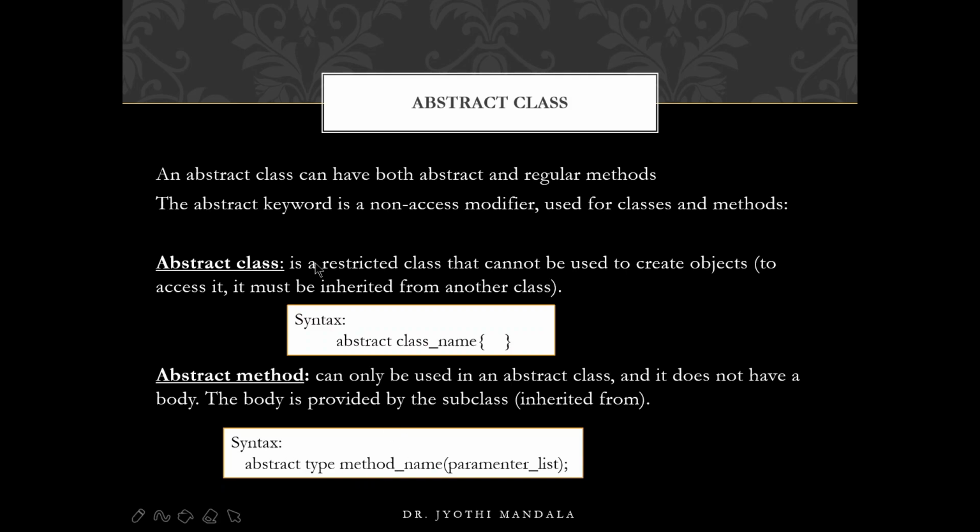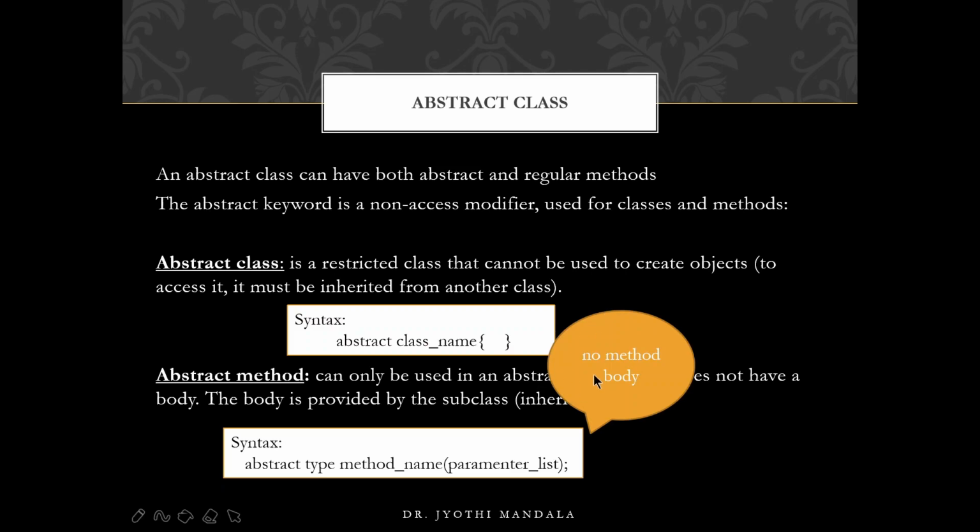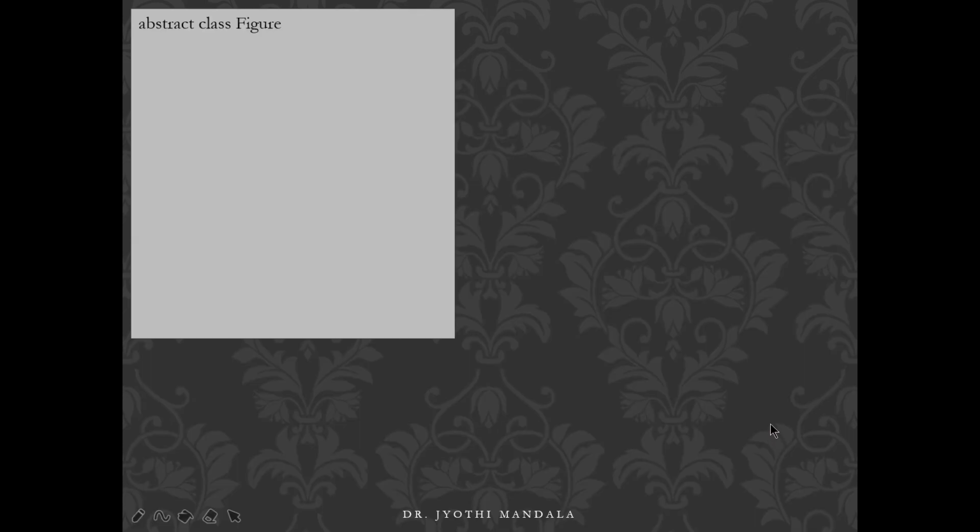Got it? So you need to understand abstract class and abstract method. We can have abstract classes with only normal methods, but it is not called an abstract class in such a case. But if you have an abstract method, then that method should be written in the abstract class only. Remember, there should be no method body. Now let us see in detail with an example.